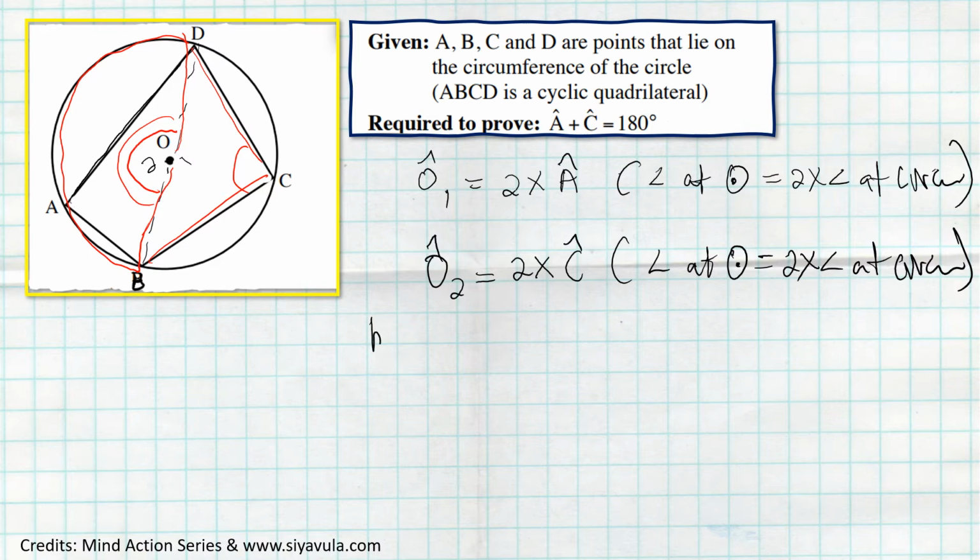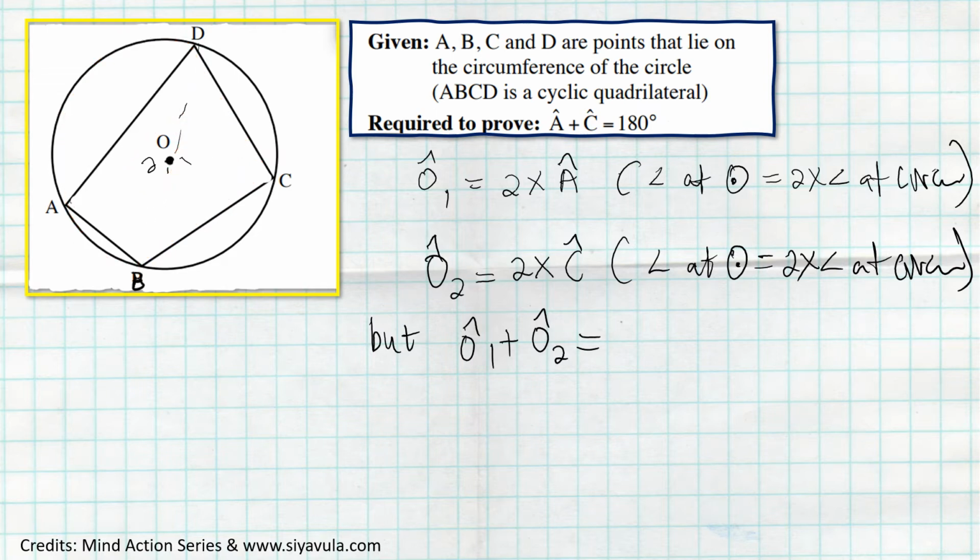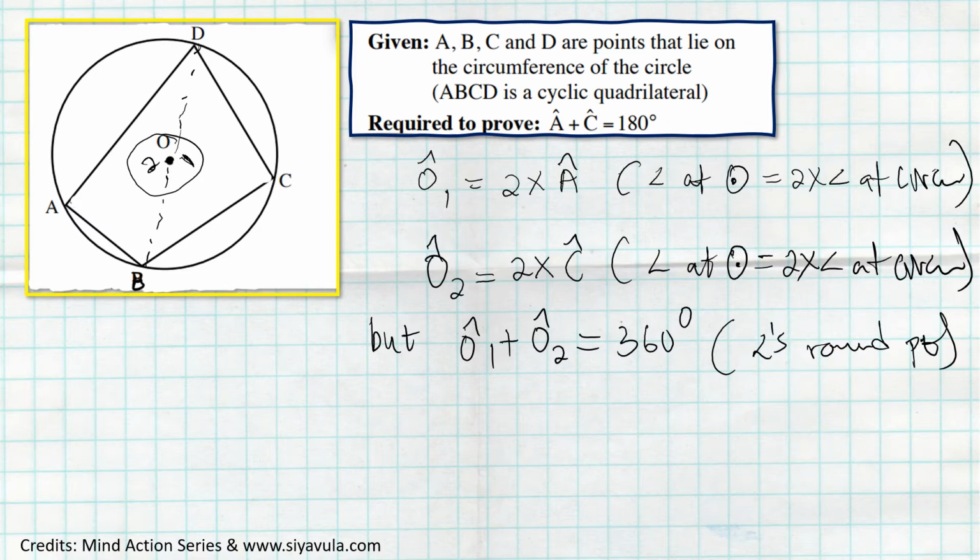We know that, but very, very important, angle O1 plus angle O2. What do we know about angle O1 and angle O2 there? Remember, this is O1 and this is O2. These are angles around a point, right? They sum up to what? To 360 degrees. So by the reason angles round a point, they sum up to 360 degrees.